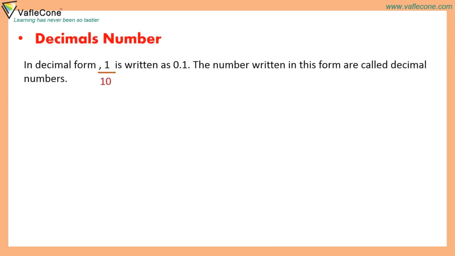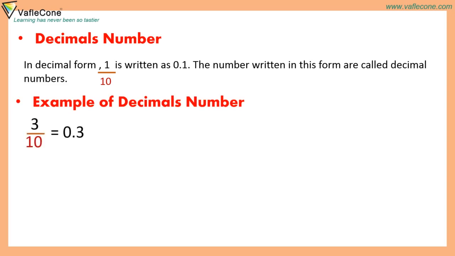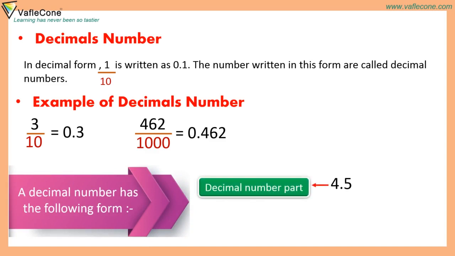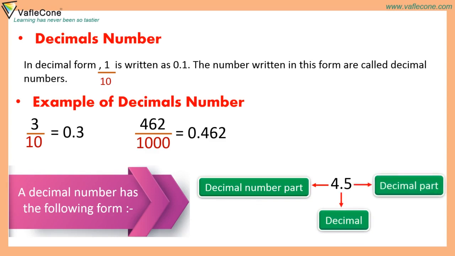Decimal number. In decimal form, 1 by 10 is written as 0.1. The numbers written in this form are called decimal numbers. Examples of decimal numbers: 3 by 10 is equal to 0.3. 462 by 1000 is equal to 0.462. A decimal number has the following form. 4 is the whole number part. Dot is the decimal point. And 5 is the decimal part.